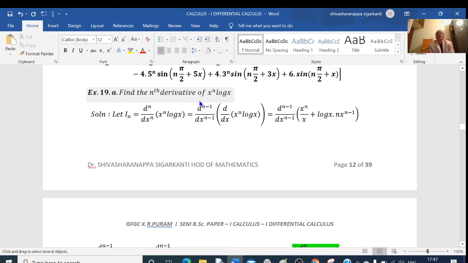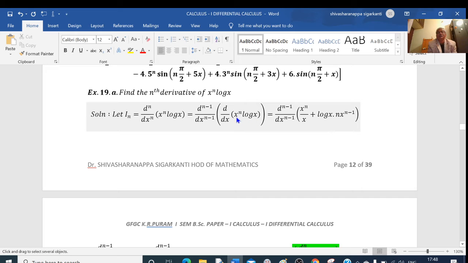Find the nth derivative of x power of n log x. Here what I do is I will write, let In equal to d^n by dx^n of x raised to n log x. That is the nth derivative of x raised to n log x; I am writing this as In. And the nth derivative can be written as the n minus 1th derivative of the first derivative. So this is equal to d^(n-1) by dx^(n-1) of the derivative of this.